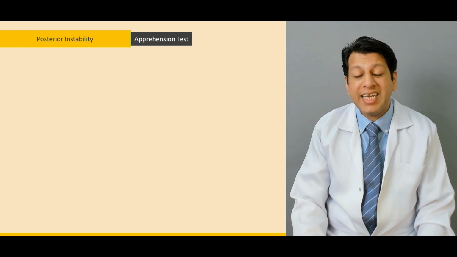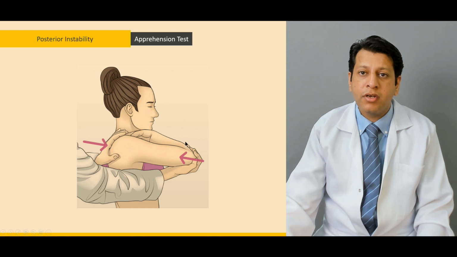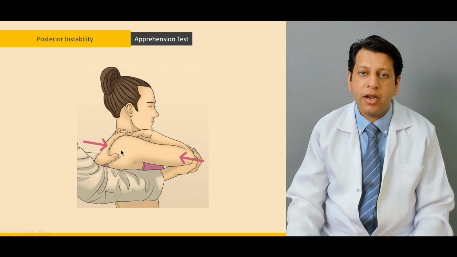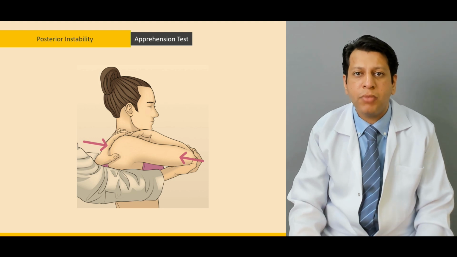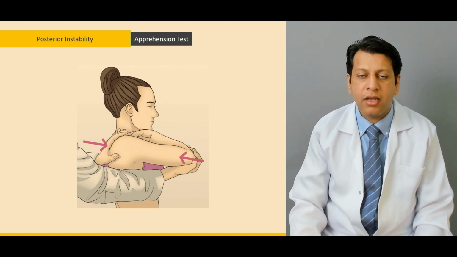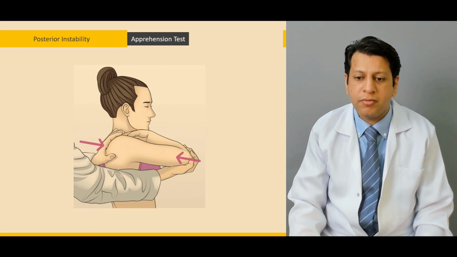Now, there are different tests to confirm the posterior instability as well. One is an apprehension test. Same mechanism, the arm is in 90 degrees of forward flexion and maximally adducted. You push it backward and the patient may complain that the head is going out. Or you can put your hand over here, and when you push it back, you can feel the head of the humerus hitting the palm of your hand. This is an indication that the head of the humerus is unstable and dislocates quite easily.